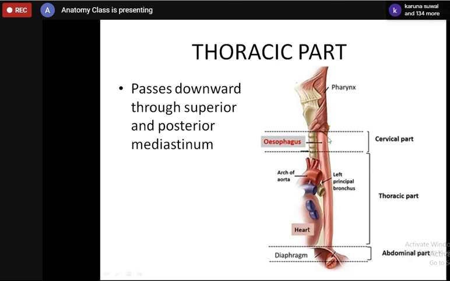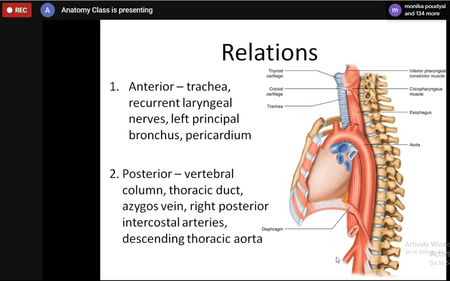Okay, so this thoracic part of esophagus passes through the superior and posterior mediastinum, then it pierces the diaphragm to become the abdominal part of esophagus. Okay, so this is about the thoracic part of esophagus and its location. Then talking about the relation of thoracic part of esophagus.